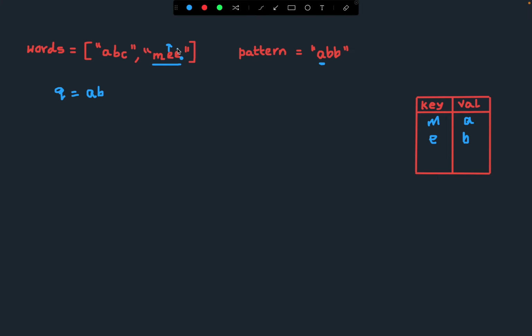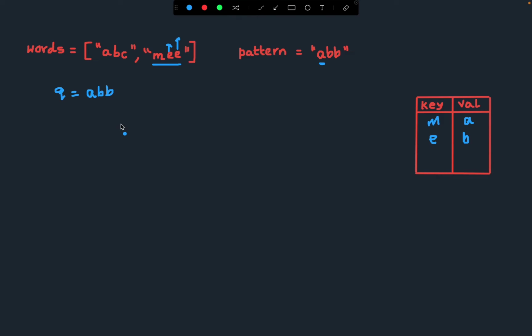And since I have another E here, I'm going to check if I have E already present in the dictionary. In this case, yes. So I'm going to just return its value, which is also B. So this is the query string that is formed, and this is the final dictionary we have.